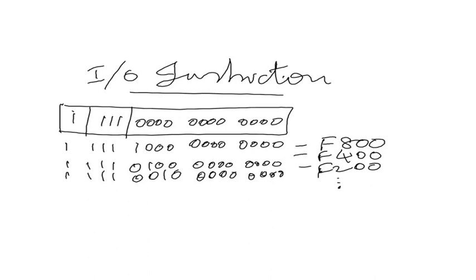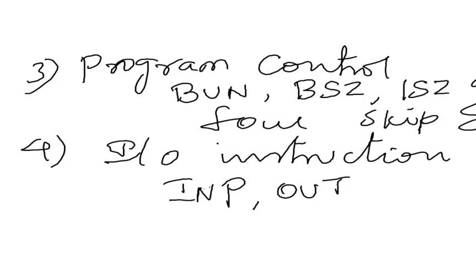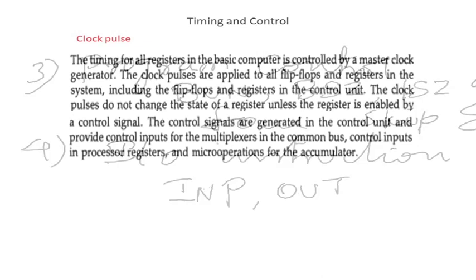Likewise for IO instructions, the mode bit should be 1 and the opcode is 111, so the first hex digit is always F. Then it varies: 800, 400, 200, and so on, then 80, 40, 20, then 8, 4, 2, 1. And next, the instructions may be divided into arithmetic, shift, logical, and more, program counter, and IO instructions.